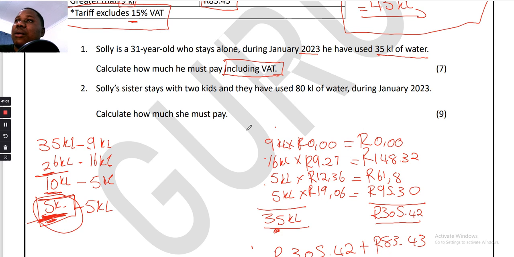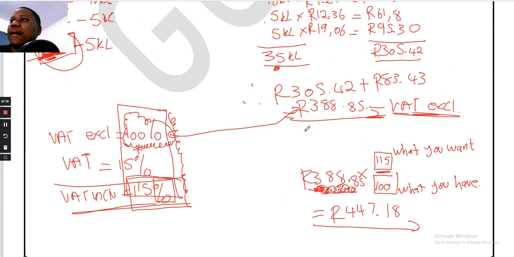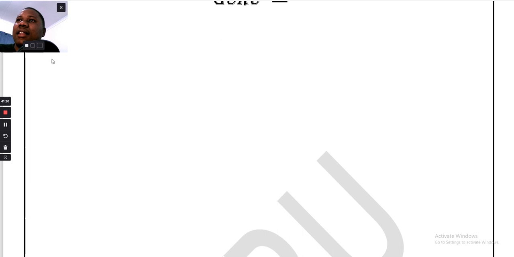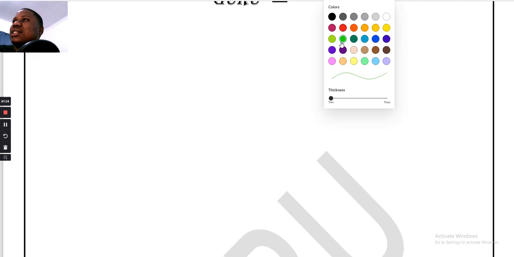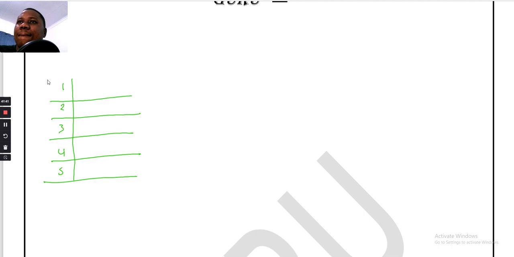Now we're still going to use the same table. I want to copy that table down here because we are going to do it here. Let me quickly write it, using a different color. Block 1, block 2, block 3, block 4, block 5. Block 1, I remember it was 9 kiloliters. That was free. Block 2, it was 16 kiloliters. That was 9 rand 27 cent.